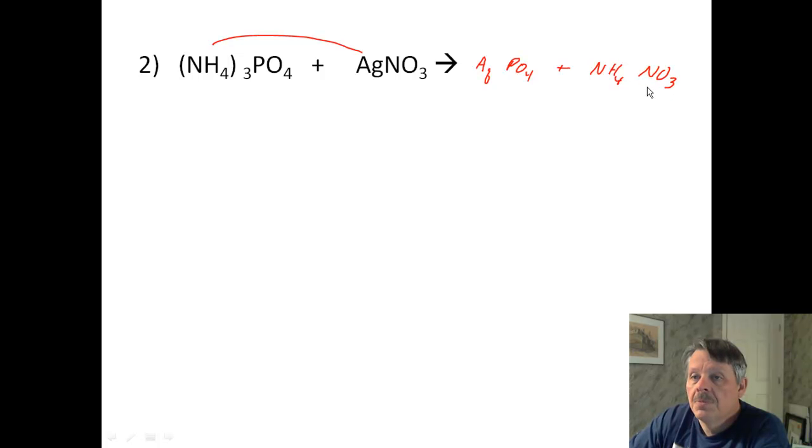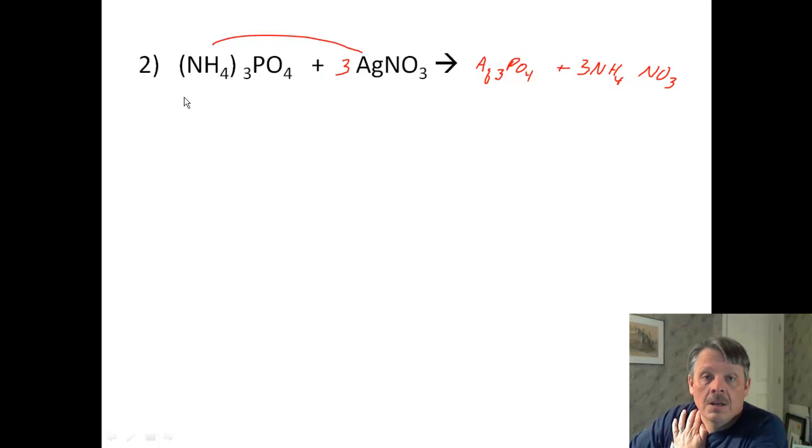All right, now ammonium is a +1, nitrate's a -1, they cancel each other out. Silver's a +1 and phosphate's a -3, so I need 3 silvers here. So when I put 3 there, that means I need 3 silvers over here. That means I need 3 nitrates and 3 ammoniums, which, by the way, I have on the left. So I'm all good. Everything is now balanced.